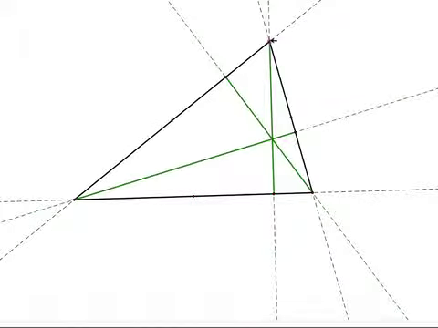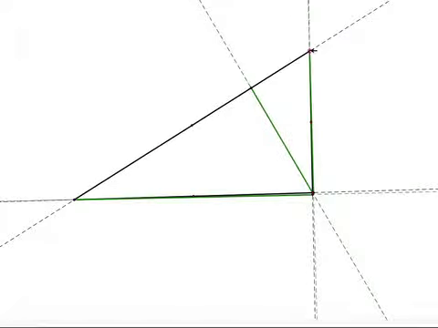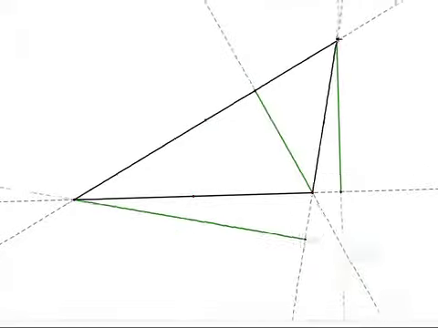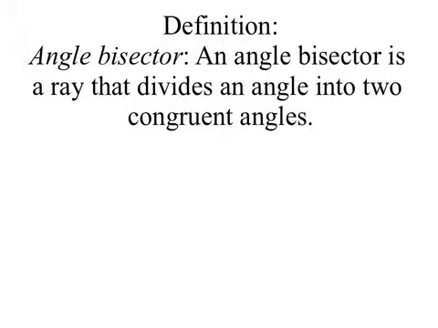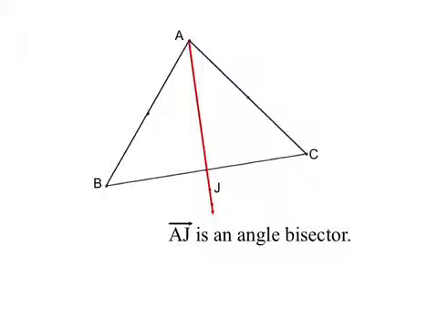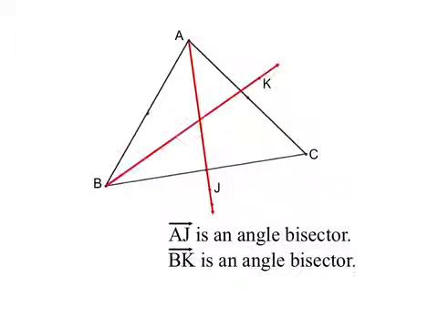And now we go back to a right triangle and an obtuse triangle. And here's a definition we've had before, angle bisector. An angle bisector is a ray that divides an angle into two congruent angles. Well, we bring that up now because we're going to find the three angle bisectors of the three angles of our triangle. So ray AJ is an angle bisector of angle A.